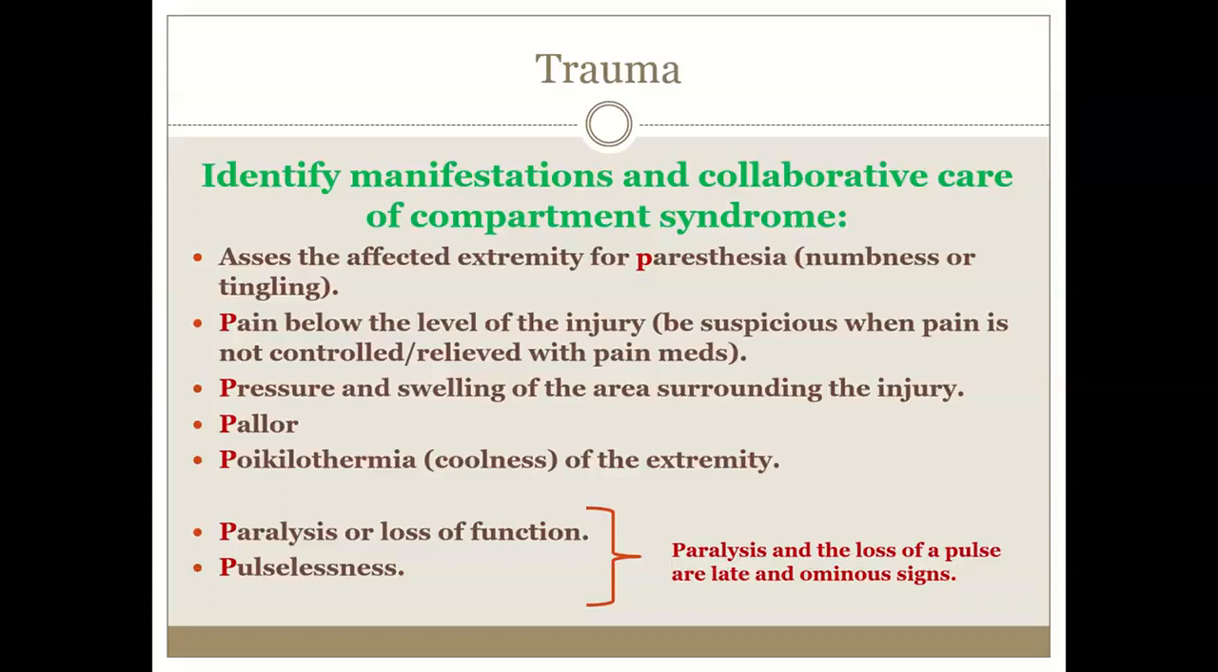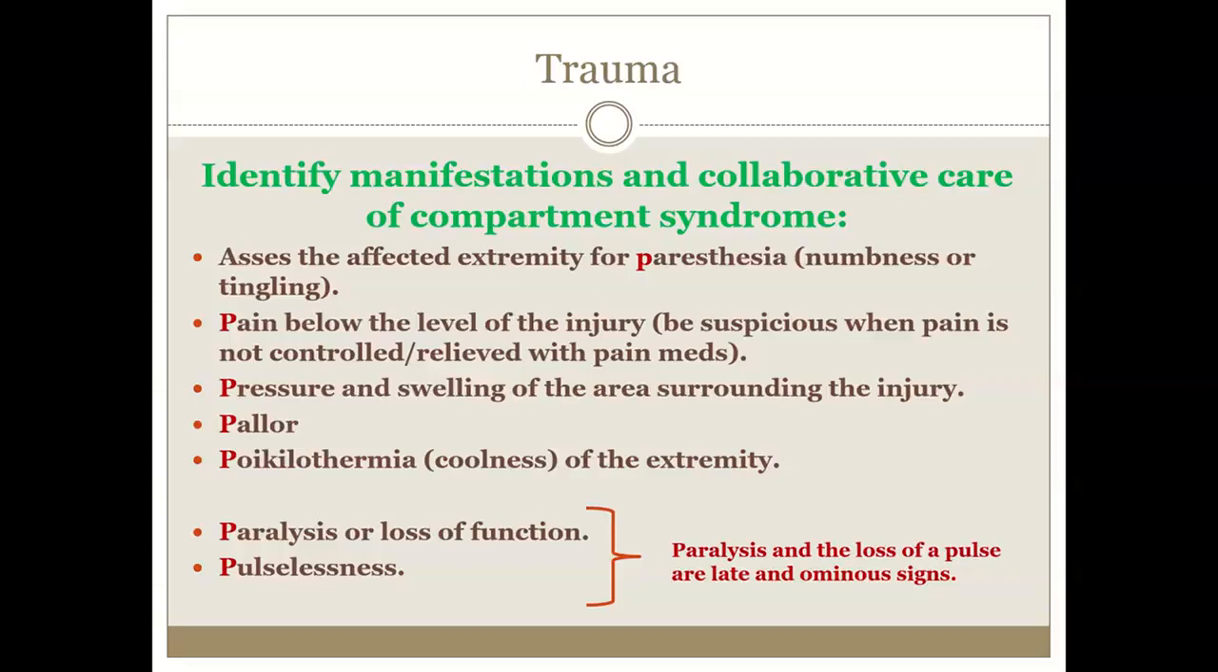Well, anytime there is arterial vascular compromise, we assess the P's. And so the P's are paresthesia, pain, pallor, poikilothermia, and pulse. So we're adding some P's to the mix here, because probably one of the first things that will occur is the paresthesia, and that's the numbness and tingling.